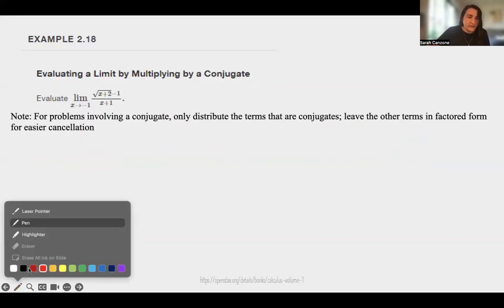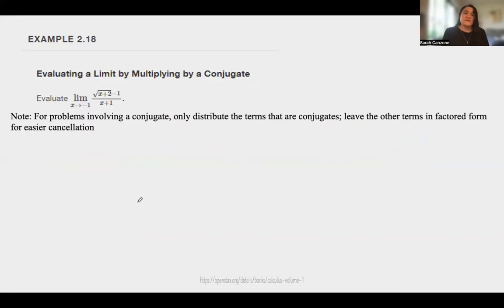All right, so I have a little note here that says for problems involving a conjugate, only distribute the terms that are conjugates. Leave the other terms in factored form for easier cancellation. And you'll see if you try to do it where you distribute everything, the only thing you're going to get is a mess. You're going to have to somehow refactor it, and it's just going to kind of leave you with a bigger issue. And I'll show you exactly what I mean.